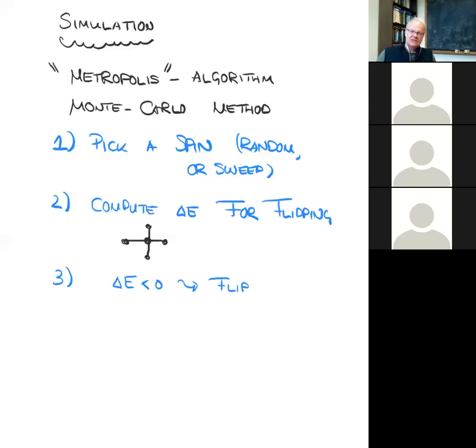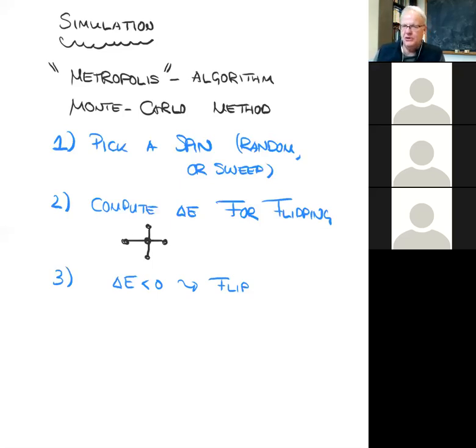But that doesn't simulate a thermal system. What that would do is eventually just drive it into the ground state. You would always lower the energy until you eventually find the ground state, but we already know what the ground state is at 0 temperature. It's just all spins aligned. So there must be some probability with which the spin flips in such a way that you increase the energy.